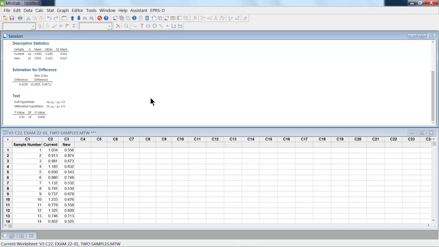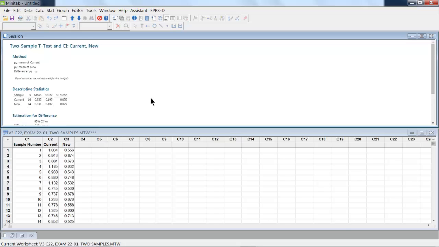It turns out the p-value is very low. It's much less than 0.05. So therefore, we believe that there's a significant difference.